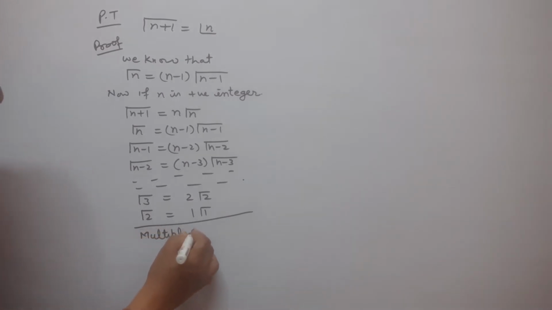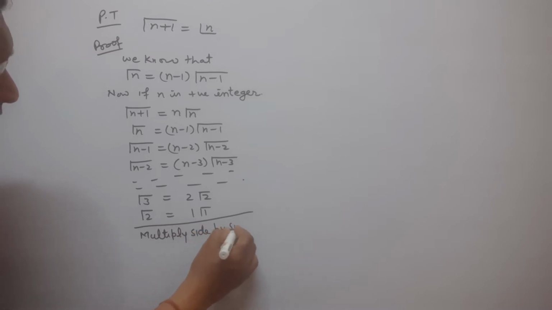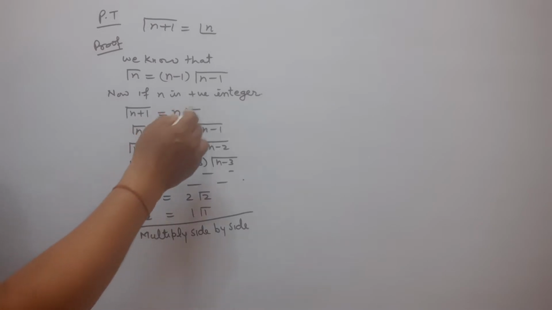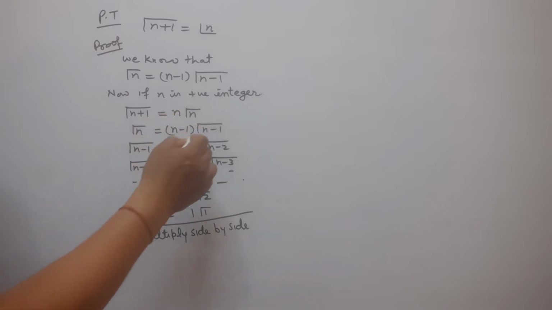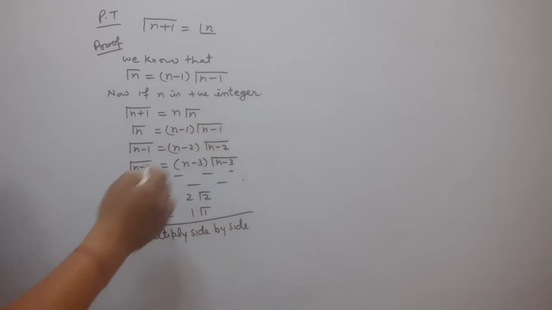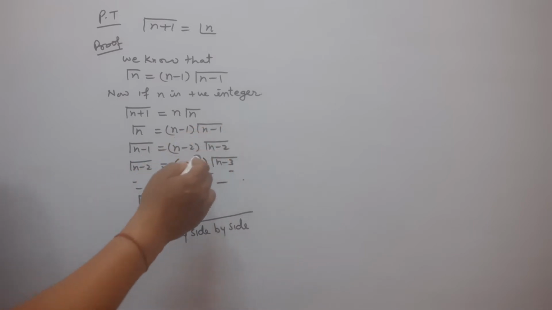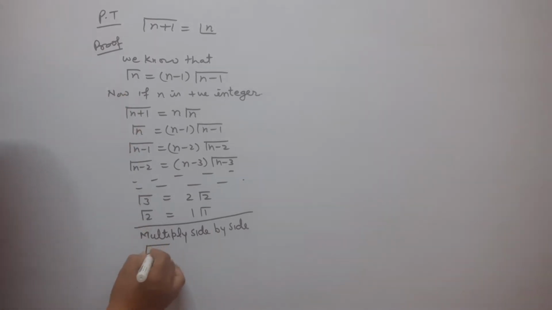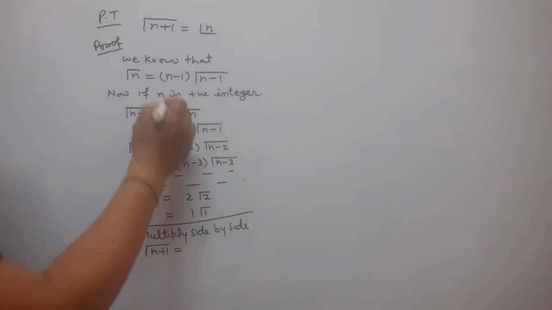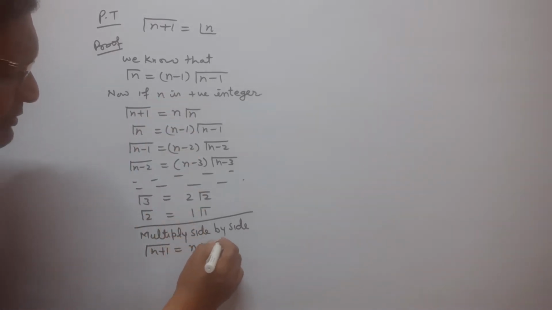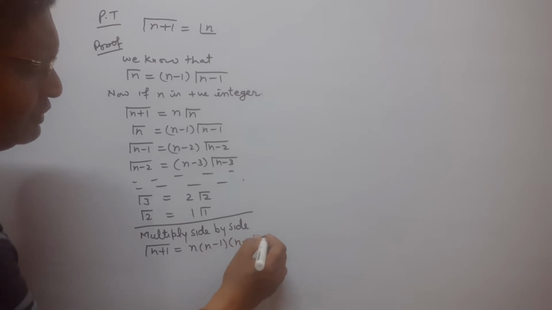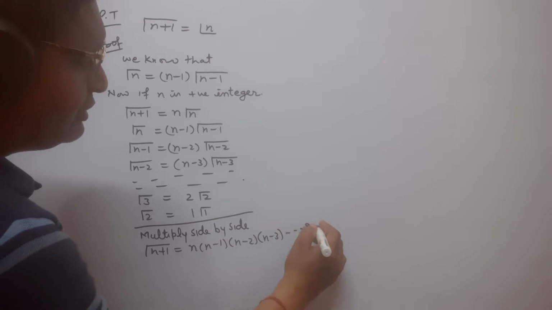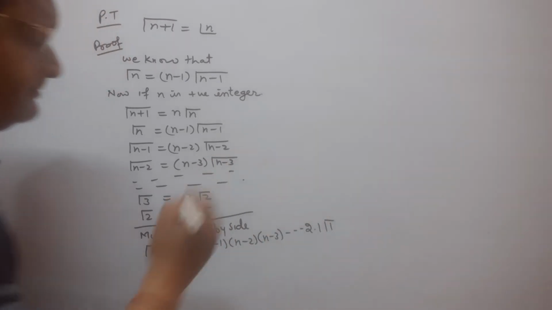So we can see here this gamma n is cancelled by this gamma n, this gamma n minus 1 is cancelled by this gamma n minus 1, this gamma n minus 2 is cancelled by this gamma n minus 2. So on the left hand side we find gamma n plus 1, and on the right hand side we find n minus 1, n minus 2, n minus 3, and so on, 2, 1 and gamma 1.